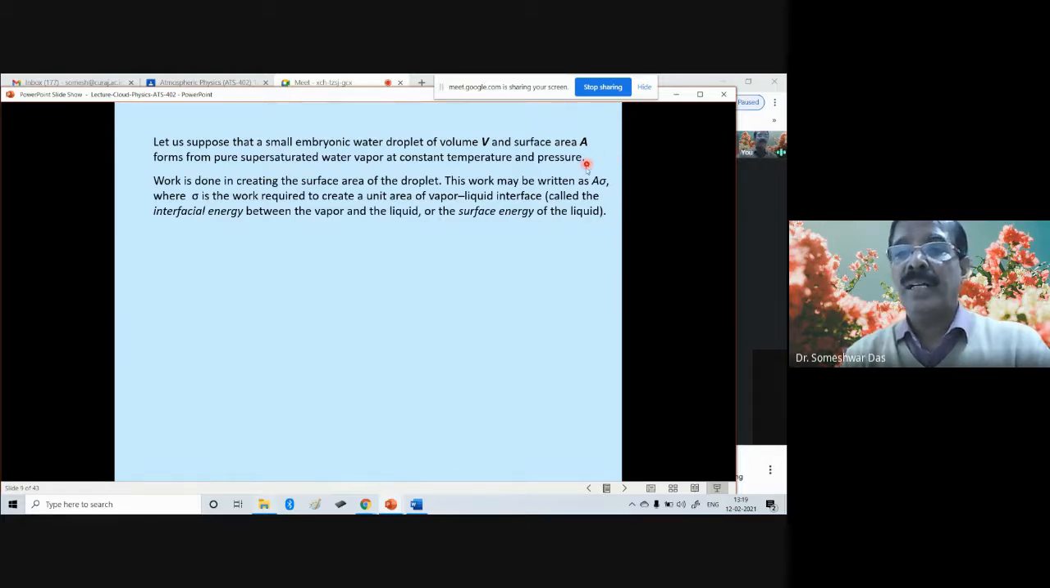So the work done for formation of the water droplet is A times sigma, where area A is the surface area and sigma is the work done.